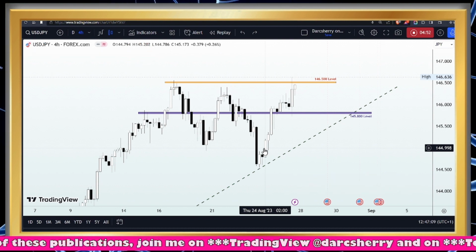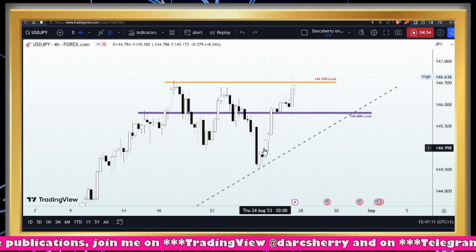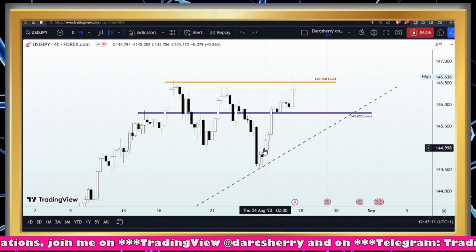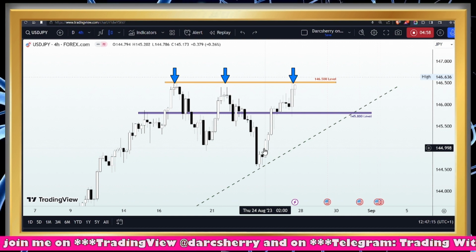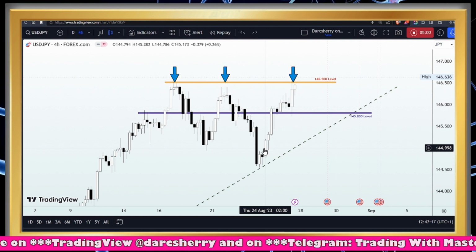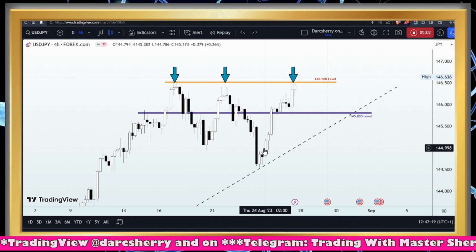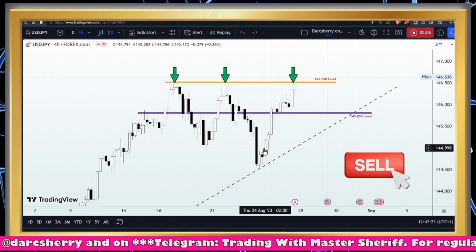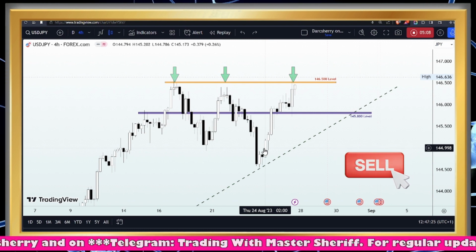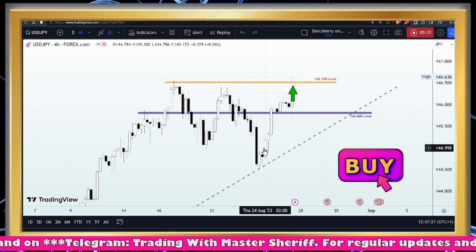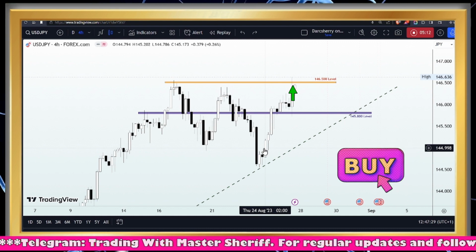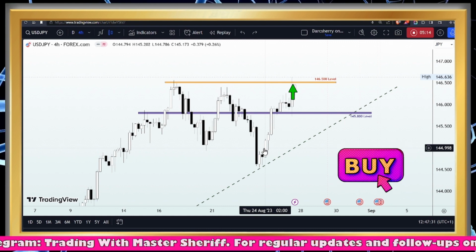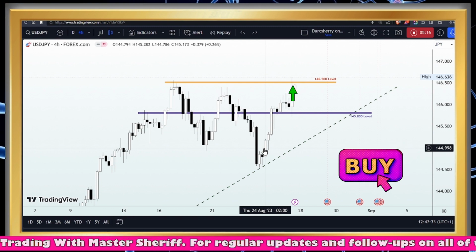And for those who have been with me in this community for a while now, you know how we use our key level. As long as price remains below the key level, we want to be looking out for patterns and structures that will support the idea of selling that asset. But if at any point in time price breaks out of our key level, then we want to be looking out for patterns and structures that will support the idea of buying.